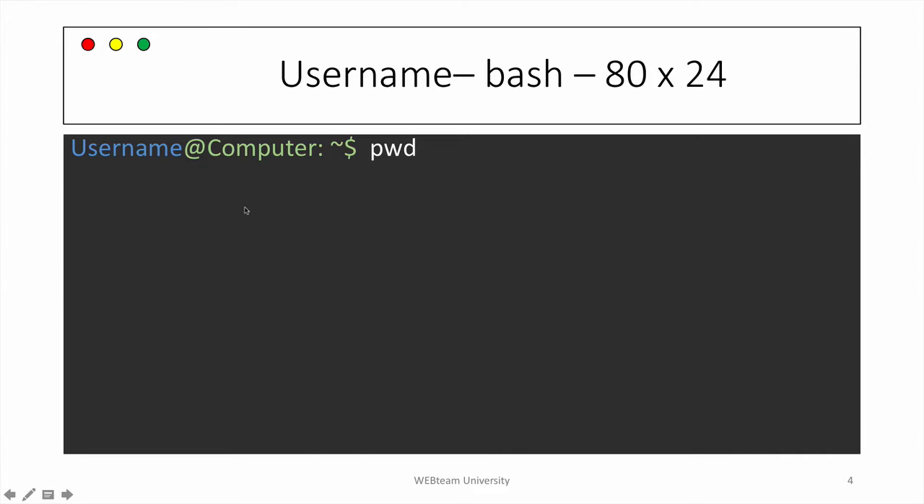And let's continue on with exploring the command prompt, the terminal. Here you can see I have a username, bash, 80 by 24. Username is just the name of the person that's using the computer, the current user. I'm using a generic username. Bash is just the syntax. That means we're in a bash shell. It's a terminal, and 80 by 24 is the default size that I have mine set to.